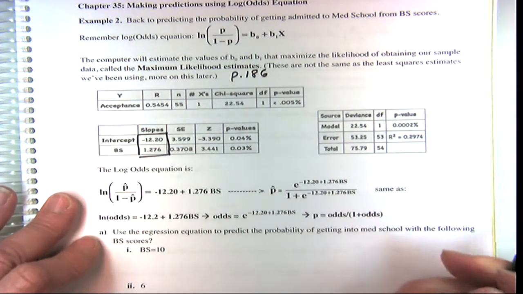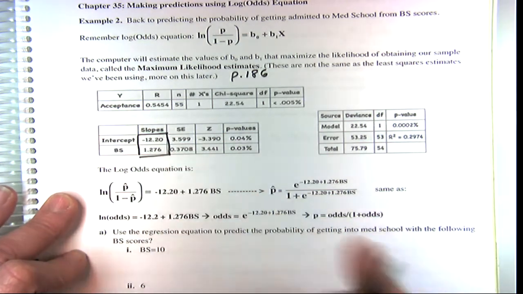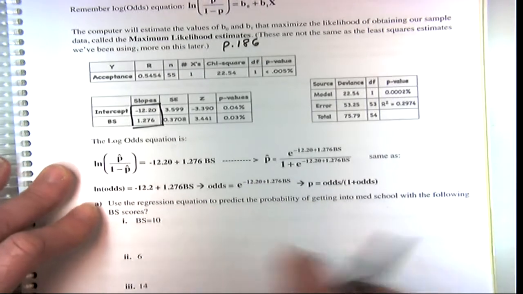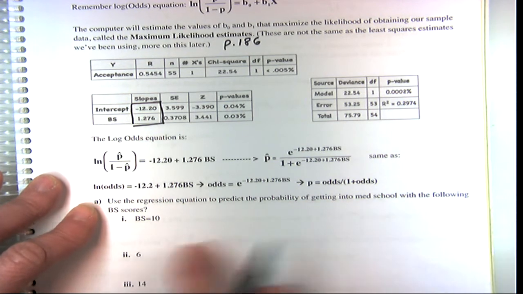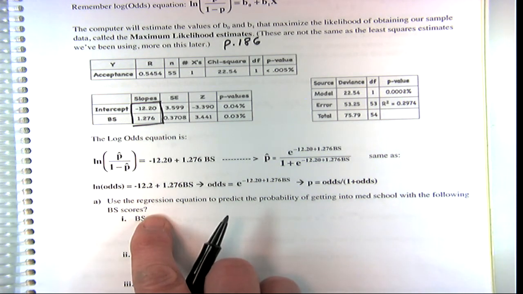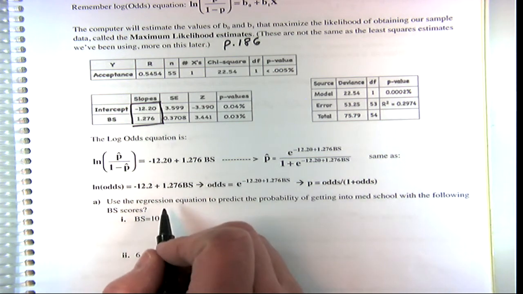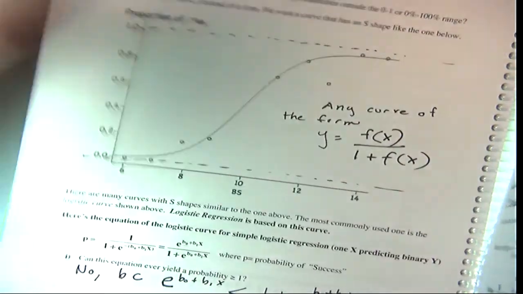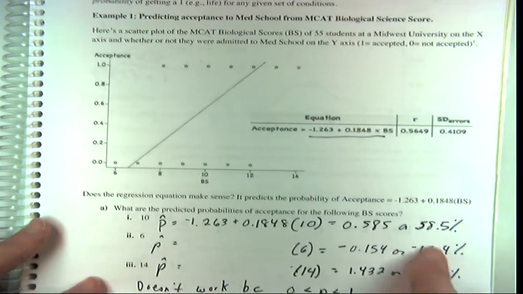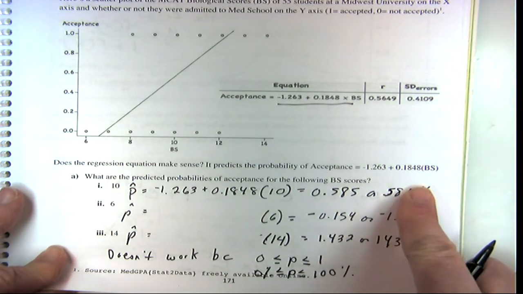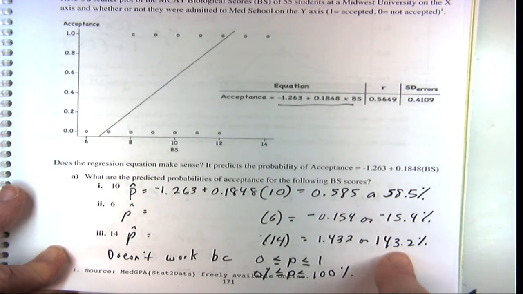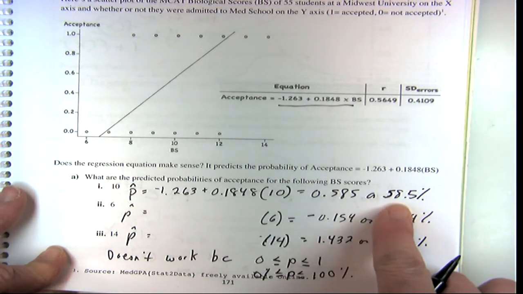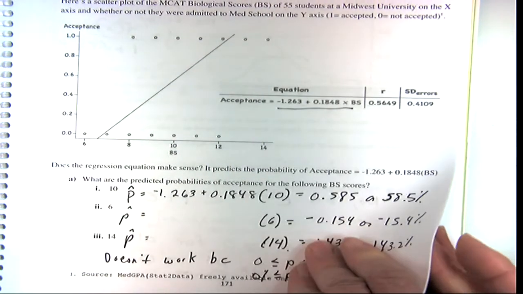And so here is our equation in log odds. We can use this equation to make probabilities that are much better than the probabilities we got before on page 171, those crazy probabilities. They're going to be different now. They're not going to be negative or crazy. They're going to be much better estimates, even in the middle here. So let's see how to do it.